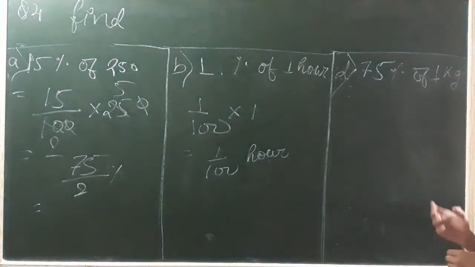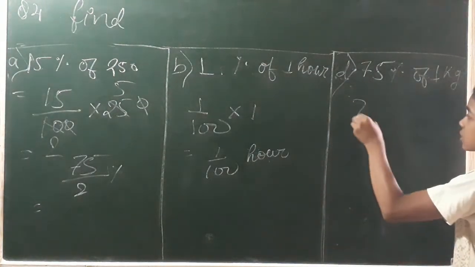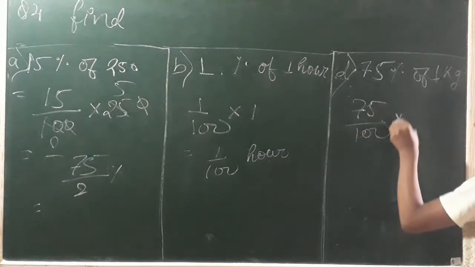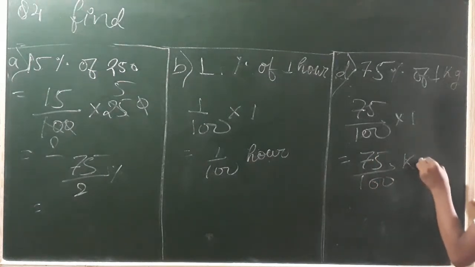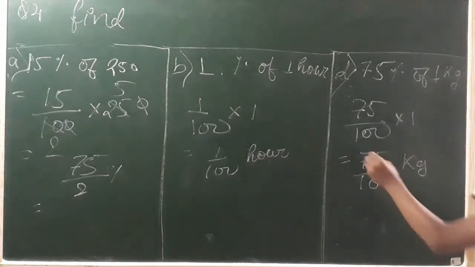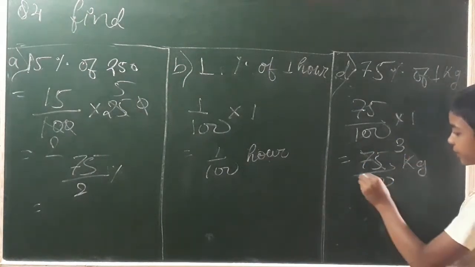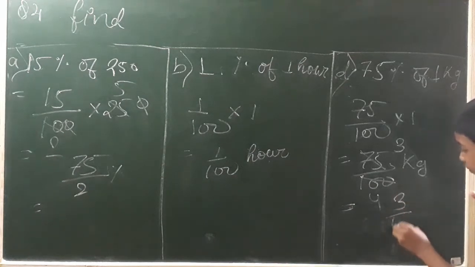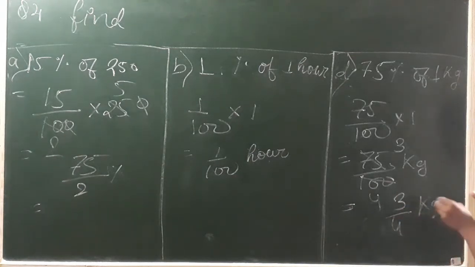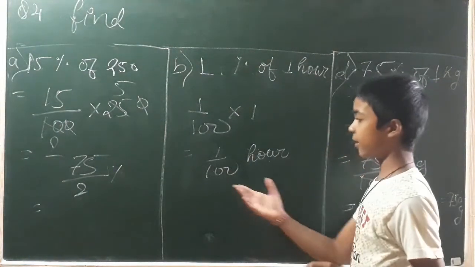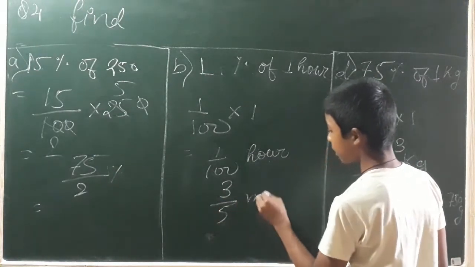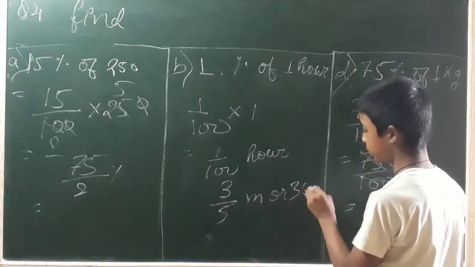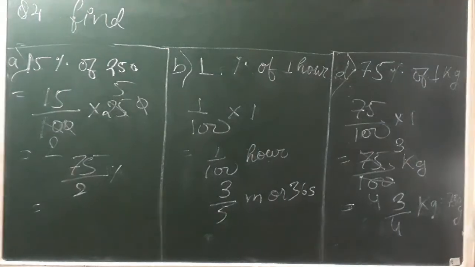And now moving to D number question. 75% of 1 kg. So 75 upon 100 into 1. So it will be 75 upon 100 kg, or you can write it in grams. So 25 we can cut also. 25 threes are 75, or 25 fours are 100. So 3 by 4 kg is equal to 750 gram. You can write 750 gram. And in this, 1 by 100 hours, you can write 3 by 5 minute, or 36 seconds. You can write 36 seconds, and this is your answer finally.